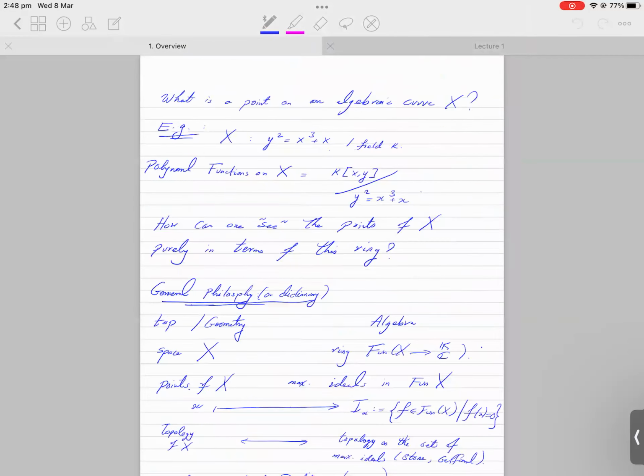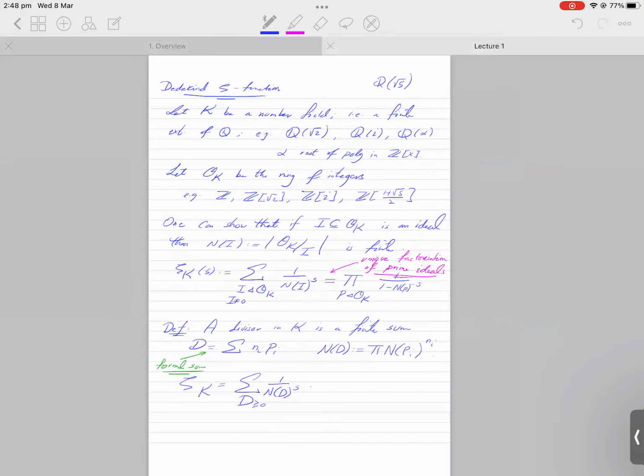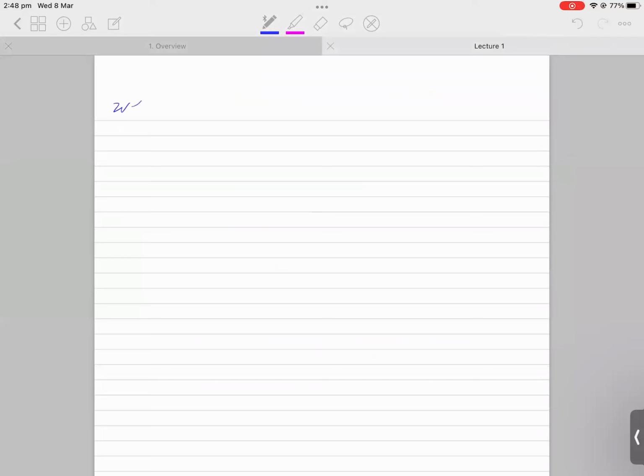Okay, so now we have to discuss what is a point. What is a point on an algebraic curve? Well, first of all, what is an algebraic curve? As a first approximation, consider the plane curve y squared equals x cubed plus x squared. That's a perfectly good curve. It's one point less than what's usually called an elliptic curve. The elliptic curve is the completion of these.